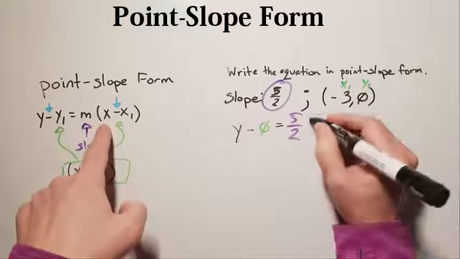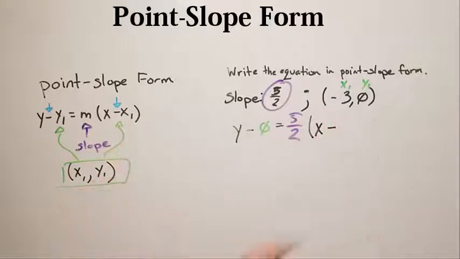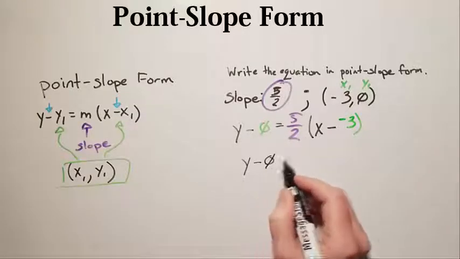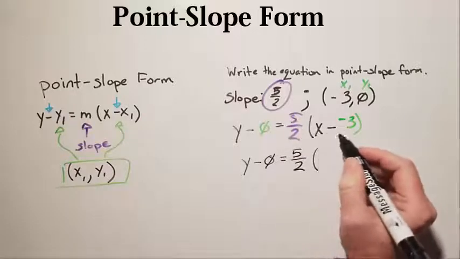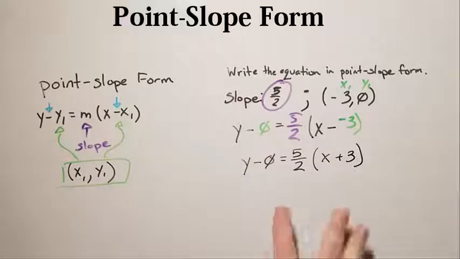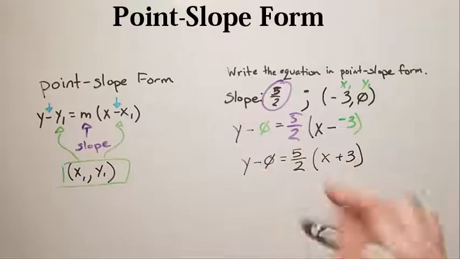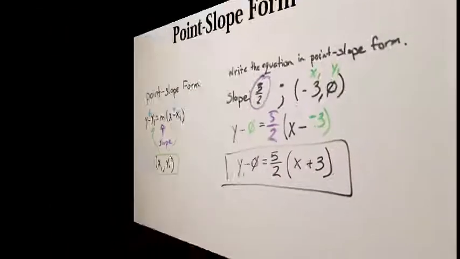The equation then says parenthesis x. I'm supposed to subtract, and I'm supposed to subtract x1. x1 is a negative 3. So I just plugged in my numbers. Now I'm going to simplify. I have y minus 0. So I have y minus 0 equals, it was the fraction 5 over 2. X minus a negative 3 is x plus 3. And you go ahead and leave it in this form because we want to be able to see the point and we need to be able to see the slope. So now it is in point-slope form, and you're done.